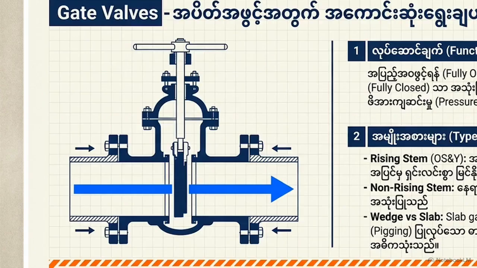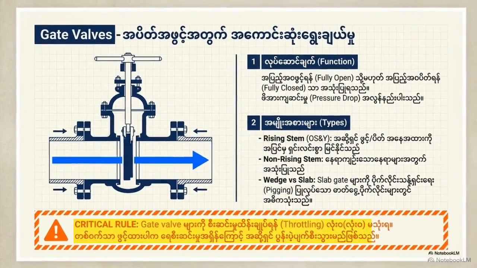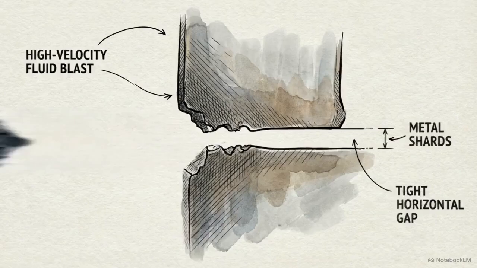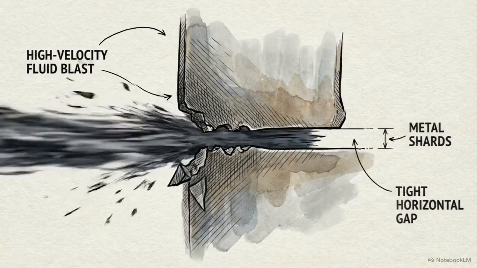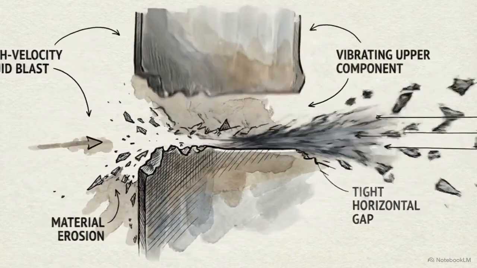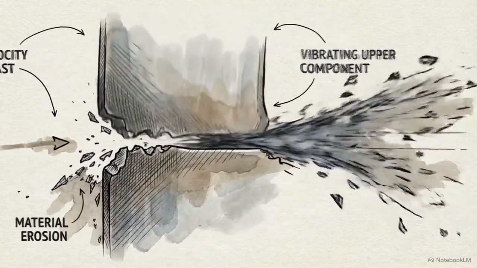The optimal architecture is the slab gate valve. When open, the gate retracts entirely, creating a straight-through bore with zero flow resistance. But this dictates a strict constraint. It has only 2 functional positions, fully open or fully closed. It cannot throttle flow. If left partially open, high-velocity fluid violently erodes the metal seat and vibrates the disc against the valve body, destroying the seal within days.